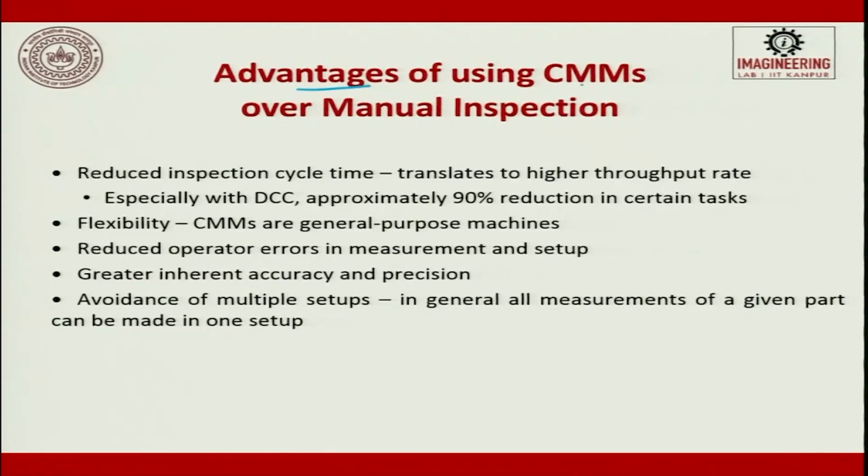So, what is the advantage of a CMM over manual inspection? It reduces cycle time because it translates to a higher throughput rate, especially with DCC. We saw what DCC is, approximately 90% reduction in the measuring time. It gives you flexibility, I do not have to prepare gauges every time. So, CMMs are general purpose machines. It reduces operator error because everything is calibrated with one surface and starts. It gives greater inherent accuracy and precision, and avoids multiple setups. For example, with a single setup you can do almost all feature measurements in one shot. So, it avoids multiple setups.